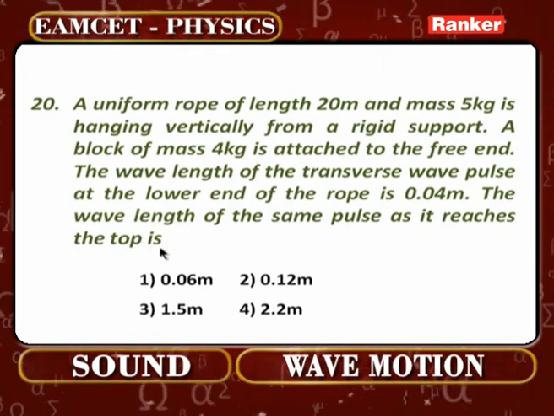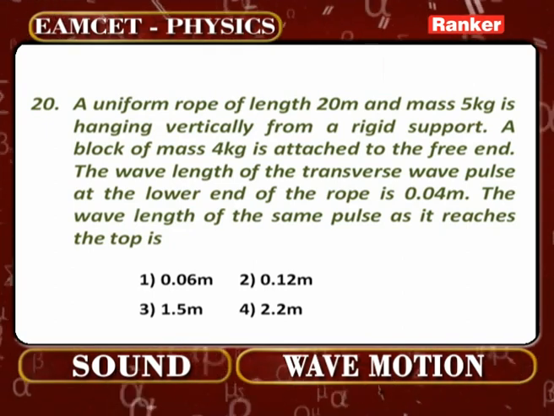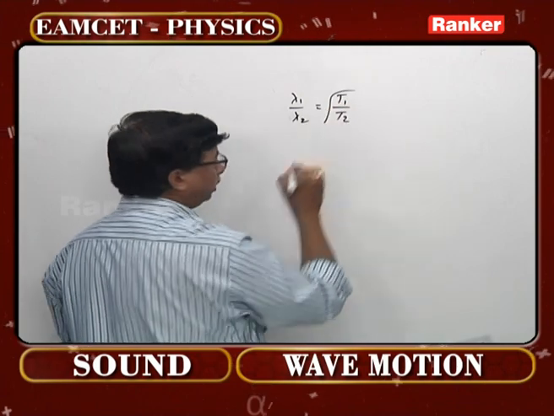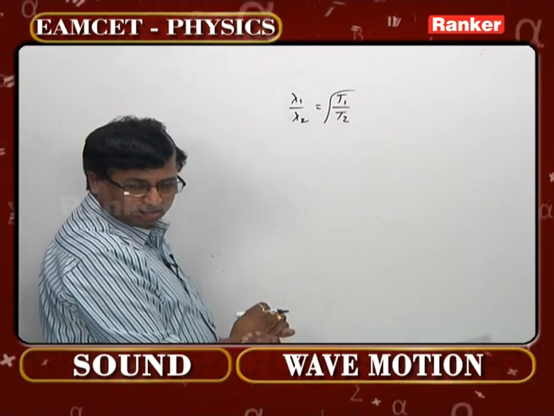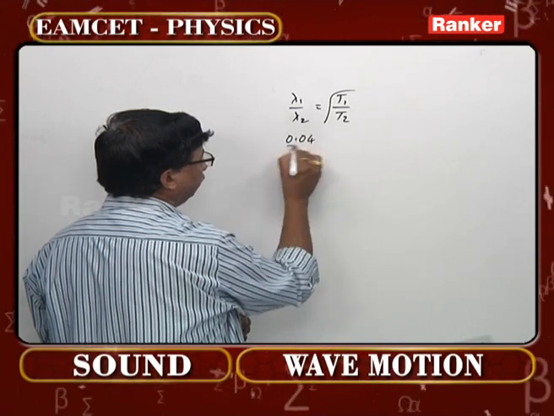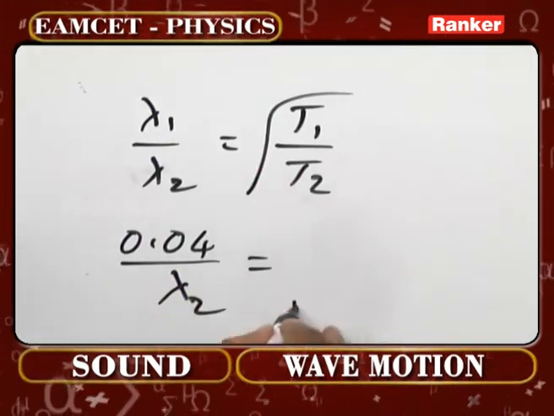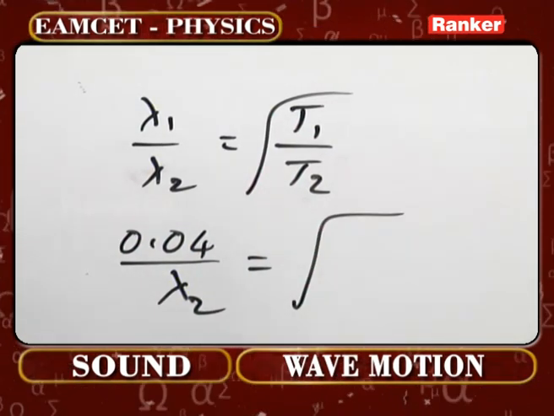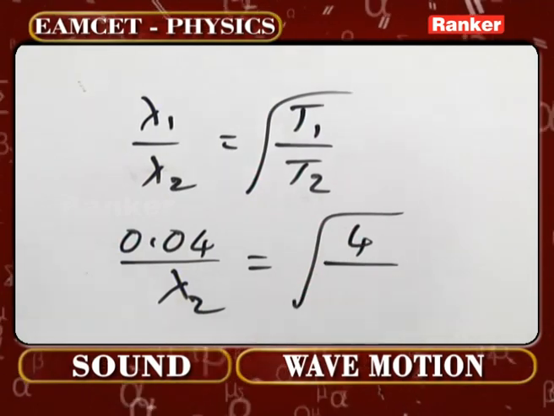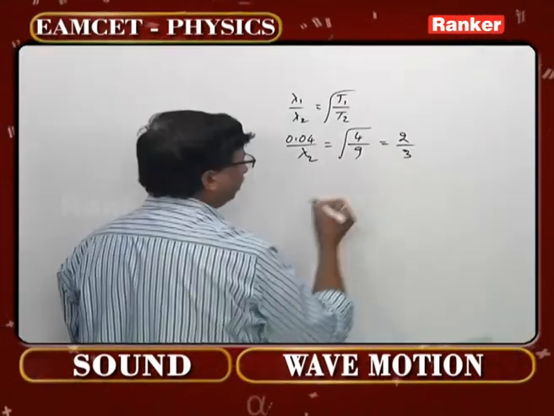Very simple concept. In fact, wavelength lambda 1 by lambda 2 is equal to root of T1 by T2. That is actually the concept, under root. So what are the values he is giving you? You see there, lambda 1 is given 0.04. What will be the value of lambda 2, the question? What is the T1 here? T1 is given, the weight of the body, that is 4 kg. As you move up, total value will be 9. So this becomes 2 by 3.